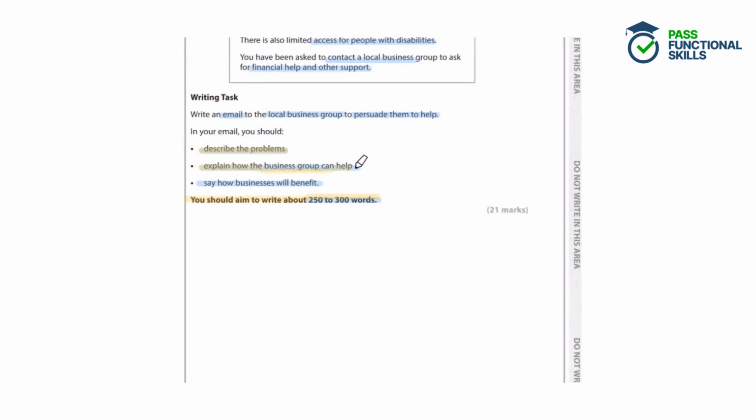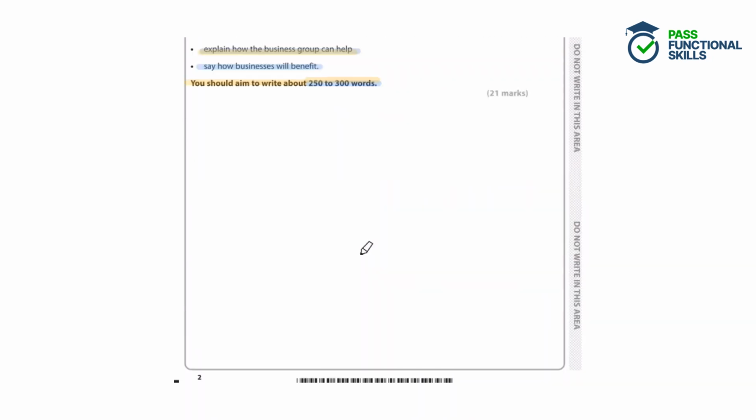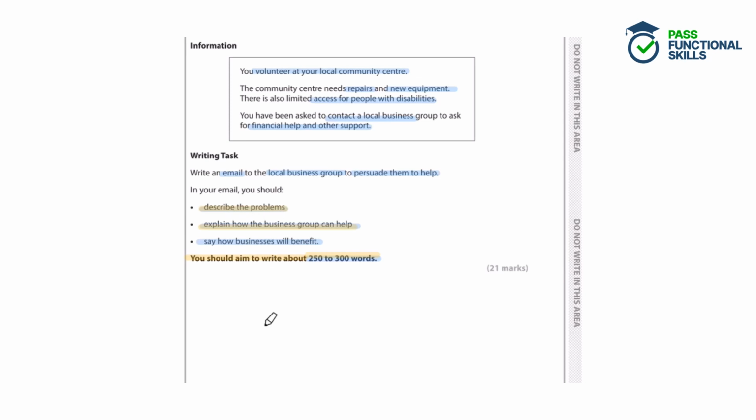Then they have explained how the business group can help. They've asked this question, how can you help? And then they have given some added details. They've said not just financial aid, but also putting the centre in contact with building contractors, fundraisers or other businesses. And then going into detail explaining a financial donation would be appreciated, and a little bit of detail about them being a non-profit organisation at the end there. So all relevant details that work together to answer the question and address this bullet point here.